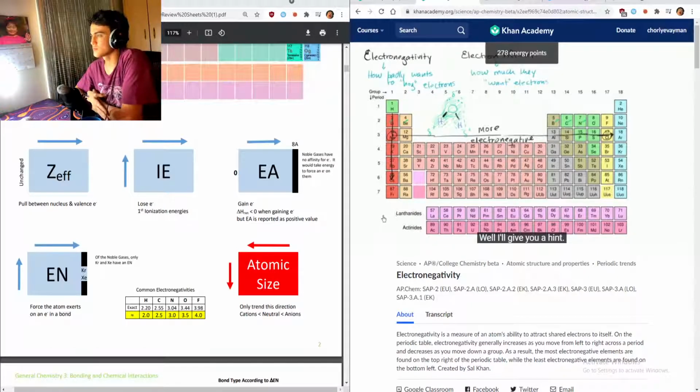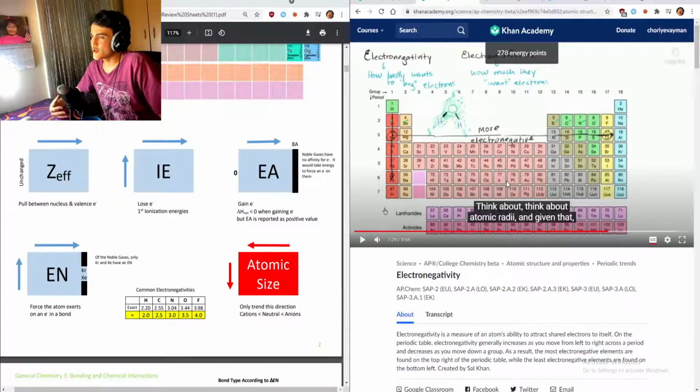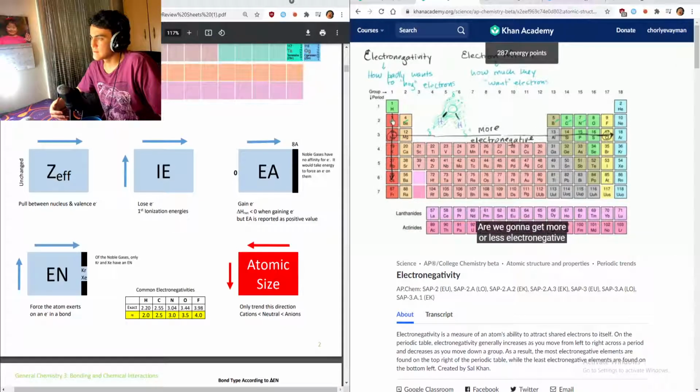Well, I'll give you a hint. Think about atomic radii. Ionization energy is the amount of energy required to remove an electron. Given that, pause the video and think about what you think the trend is. Are we going to get more or less electronegative as we move down?